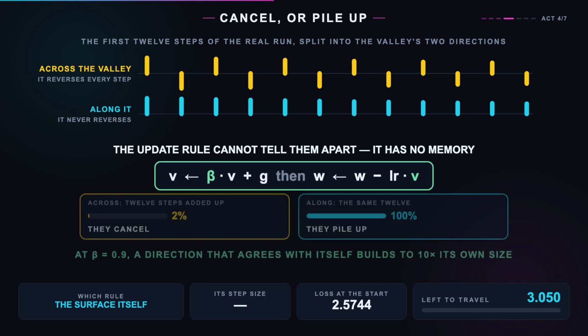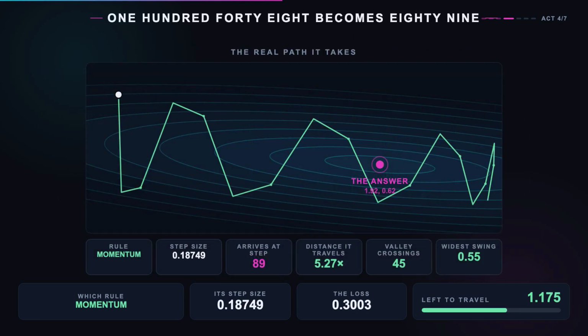Directions that keep reversing cancel out of the running total. Directions that agree with themselves pile up. At a beta of 0.9, something pointing the same way every step builds to 10 times its own size. Same surface, same start, same step size, 1 extra line. 148 steps becomes 89, and the sawing does not stop. It thins out. Plain descent reversed on 147 of its 148 steps.